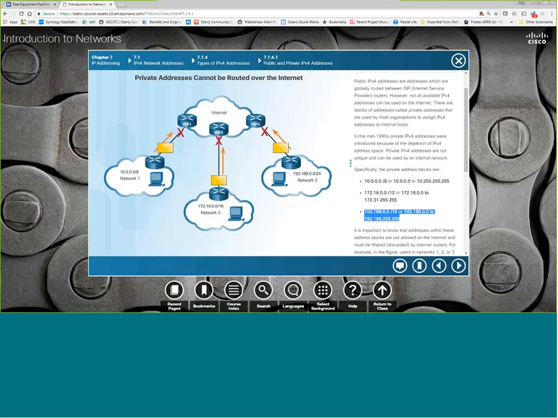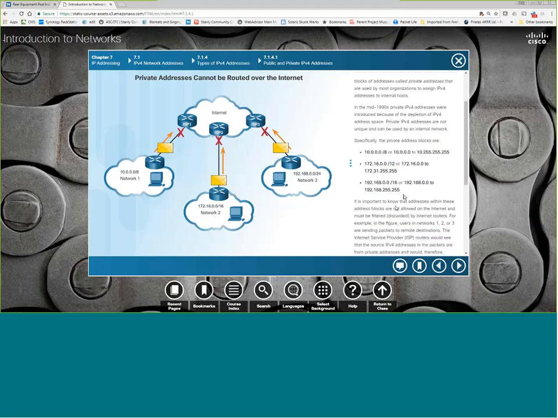All of these ranges are blocked by ISPs. They put in access control lists that do not allow these routes or these particular IP addresses to be routed across the internet in any way, shape, form, or fashion. Now, as we move forward, you'll learn about GRE, and there's ways to make anything happen. But by default, ISPs will not allow these to go across the internet, so you cannot use them to connect your network to the internet.